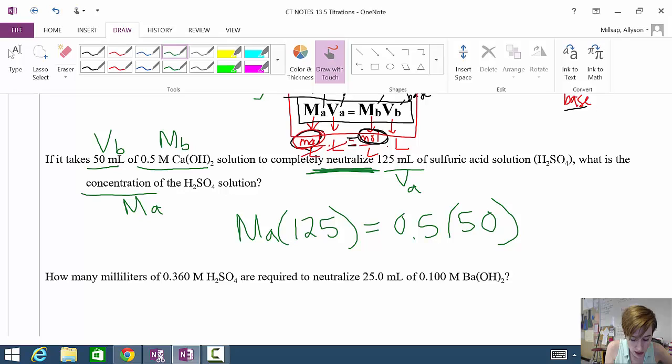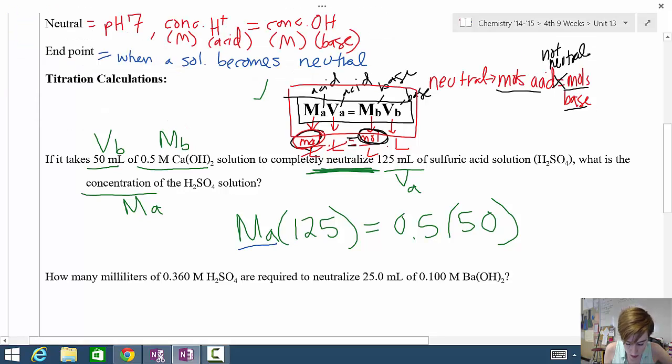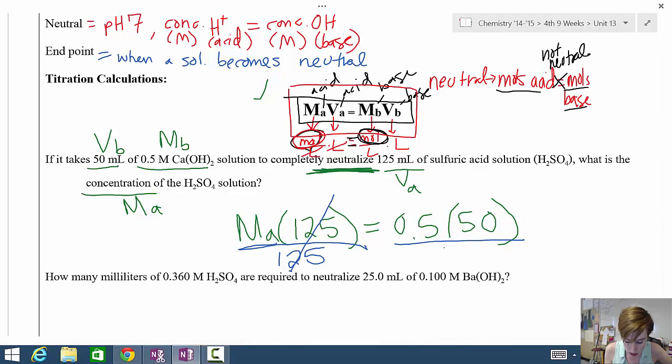When you're solving for Ma, whatever's next to Ma needs to be removed, and so I can remove it by dividing both sides by that number. So the molarity of the acid is 0.5 times 50, which is 25, and then you do 25 divided by 125, and I get 0.2. So the molarity of my acid is 0.2 molar.